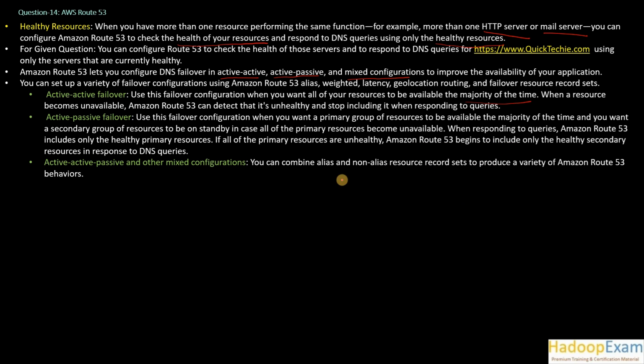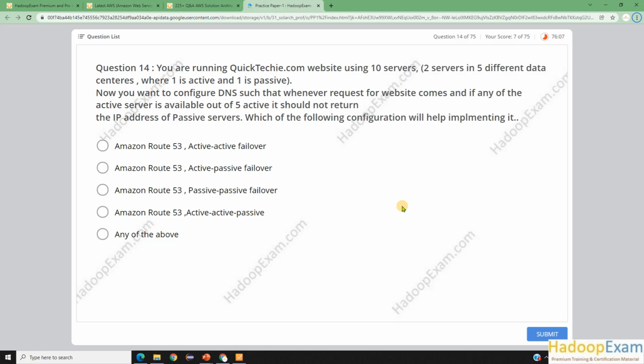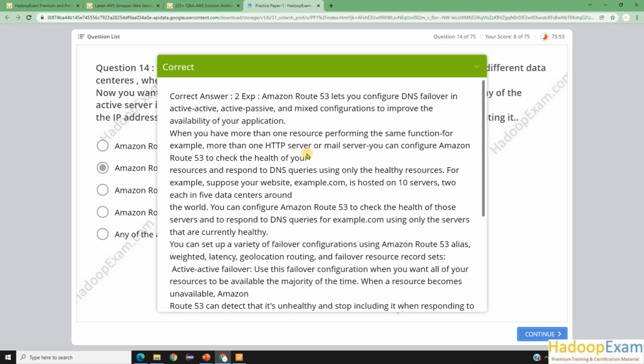In an active-passive configuration, you can combine alias and non-alias resource record sets to produce a variety of Amazon Route 53 behaviors. You can have latency-based or weighted policies and various other configurations. In this question it is clearly saying we have an active-passive configuration, so Amazon Route 53 active-passive failover is what we should use here. That is our solution, and this is the correct answer for question 14.